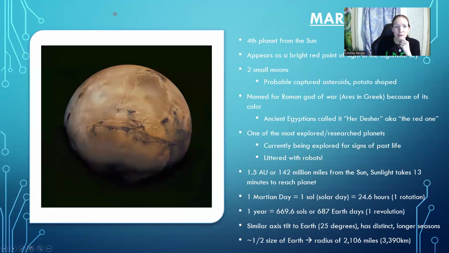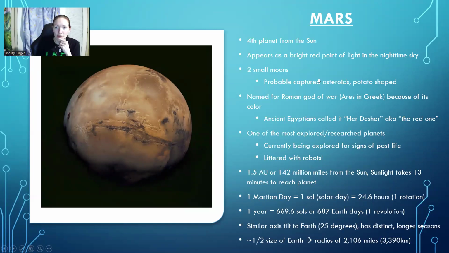Okay, let's get into Mars. Mars is one of my favorite planets. It is the fourth planet from the sun. It also appears pretty distinctly in the nighttime sky, as a bright red point of light. There's a reason it got its name. We call it the red planet for obvious reasons. If you look at it, what color do you see? Red.